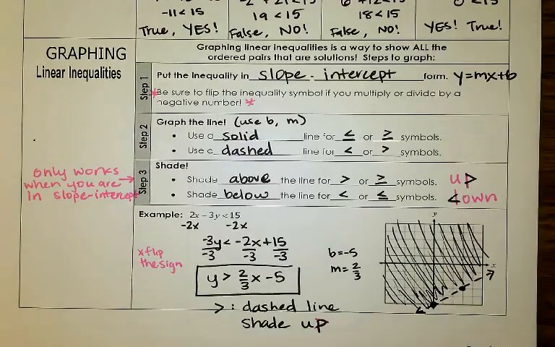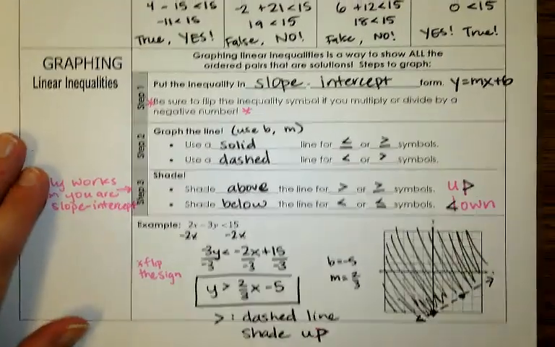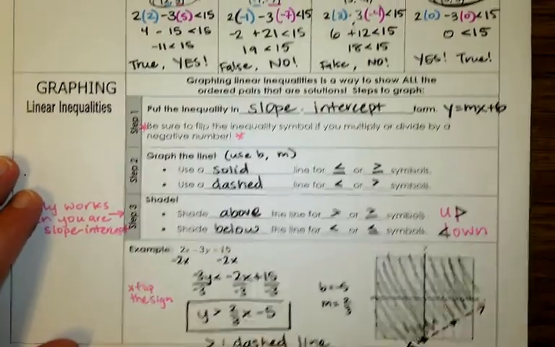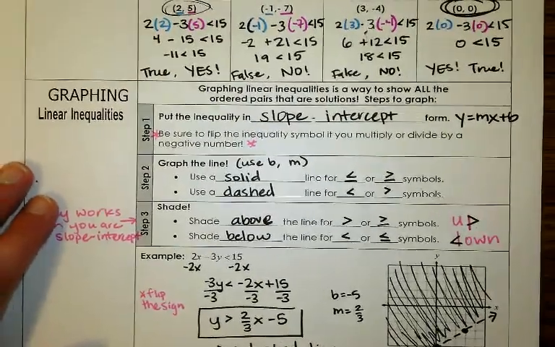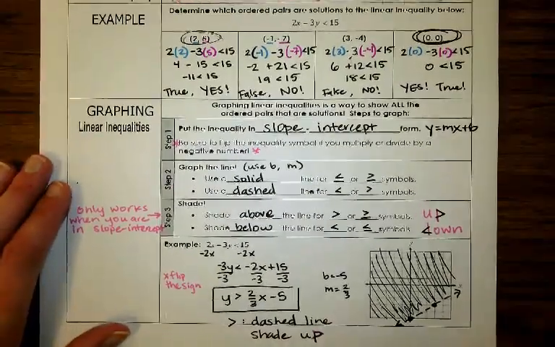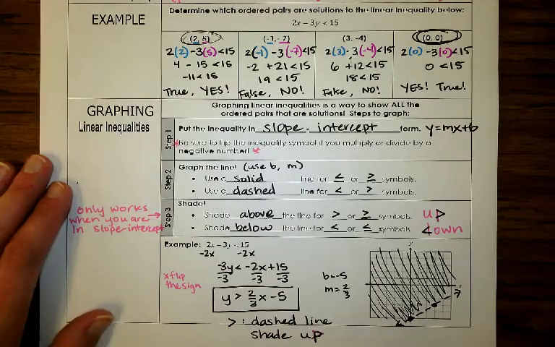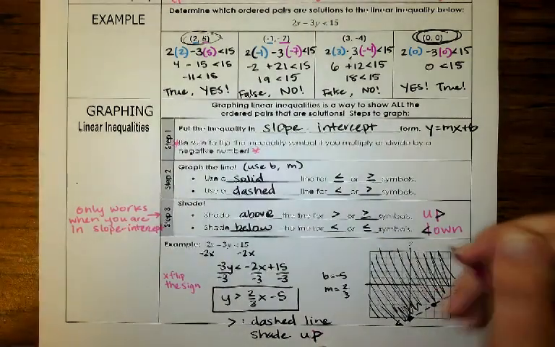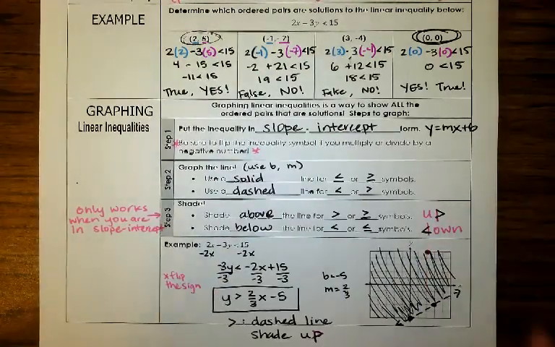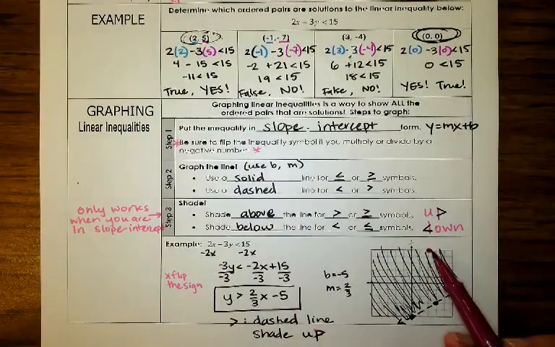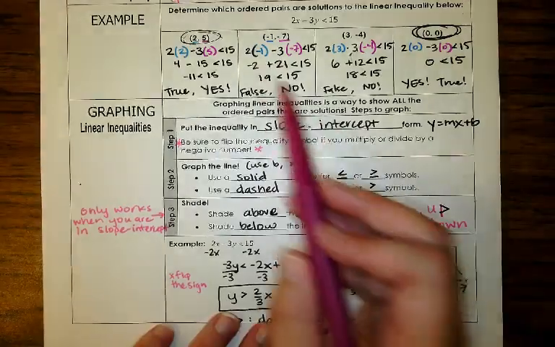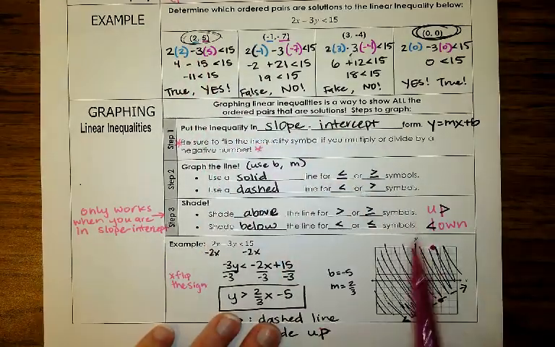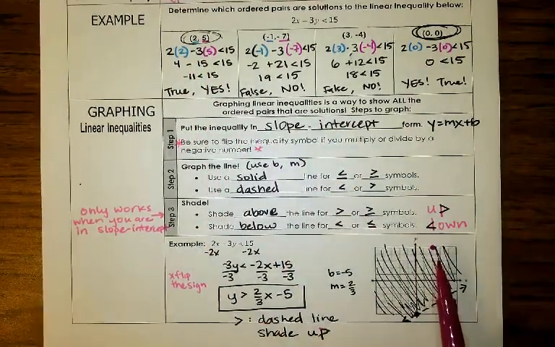Also, I want you to take a look. This is the exact same equation that we used up here. And guys, look at all these points. 2, 5. Okay, if I graph 2, 5, is that in my shaded region? Yeah. So if I graph this first point, 2, 5, does that look like it's a solution? Yes, because it's in the shaded region.